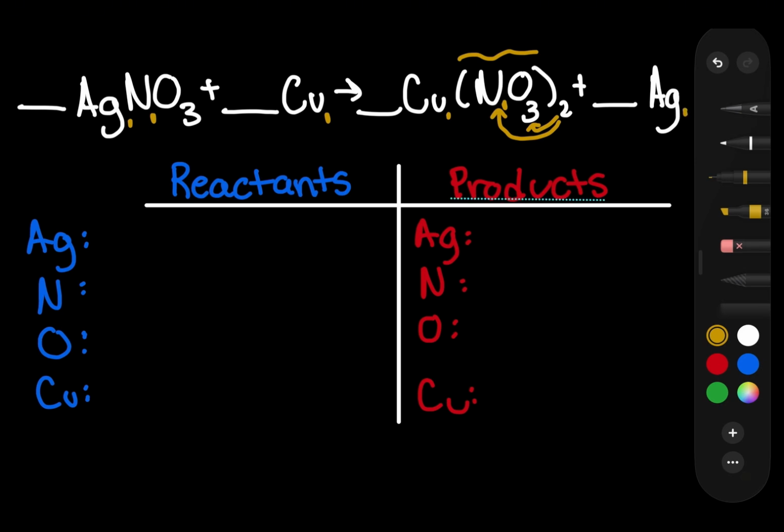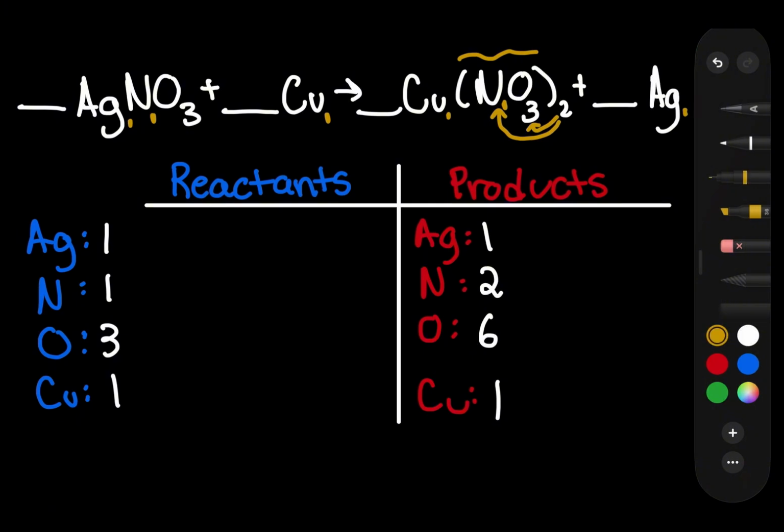Now we can write this down. So we have 1 Ag, 1 N, 3 O, and 1 Cu for the reactant side. Then the product side, we have 1 Ag, 2 nitrogen, 6 oxygen, and 1 Cu. So now we can start the balancing.